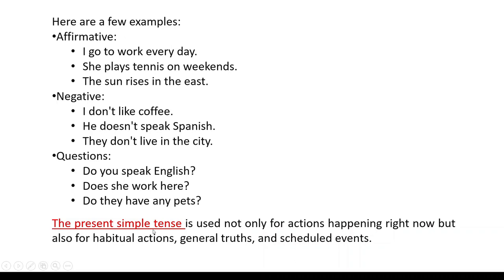The present simple tense is used not only for actions happening right now, but also for habitual actions, general truths, and scheduled events.